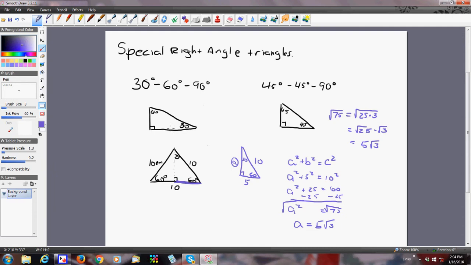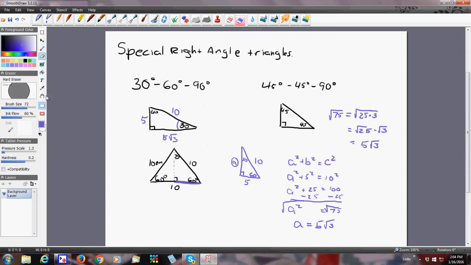So, take a look at what happens here. The side opposite my 30 degrees was 5. My hypotenuse was 10, and now I get 5 radical 3. Well, that should make you think. I wonder if there's some kind of pattern here. I'm going to erase this.